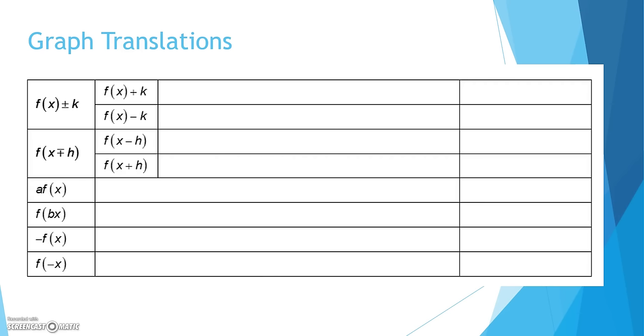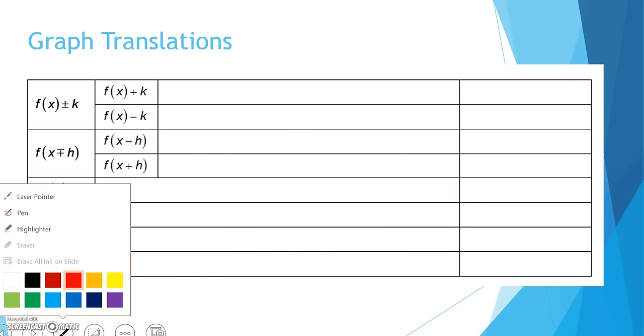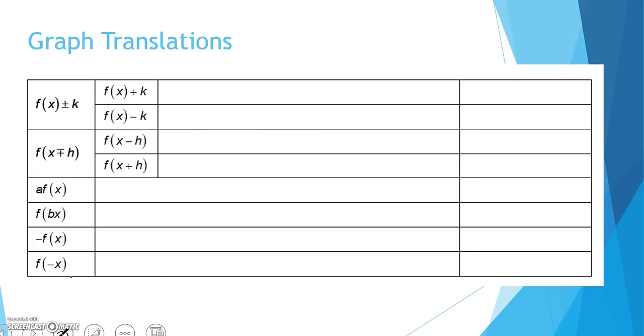We just talked about how whenever you add something on the end of a function, it moves the function up. So if I have a plus any number that can go in there for that k, f of x moves up whatever k is.